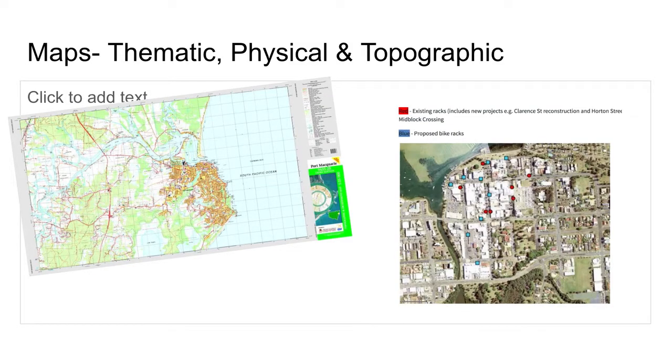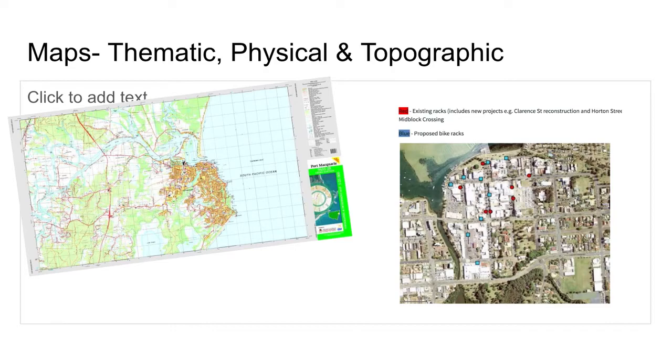Now, one thing that might be really handy when you're working on a project that looks at urban cycling infrastructure in a particular area is a map. So maps provide us with a good overview of a general area. So here we've got a topographic map on the left, and on the right we've got a thematic map. So it's a satellite image with bike racks proposed and also existing bike racks in Port Macquarie identified.